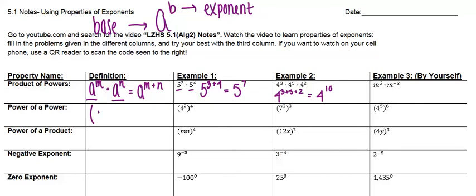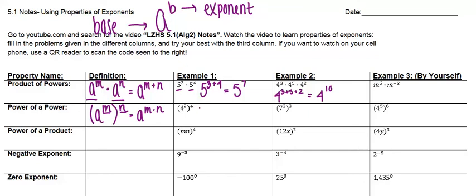For the second property, we have a power of a power. So if I have base A raised to the power of m, raised again to the power of n, so I have a power raised to another power. This property, by definition, says that we can go ahead and multiply our exponents. So I have A to the power of m times n.